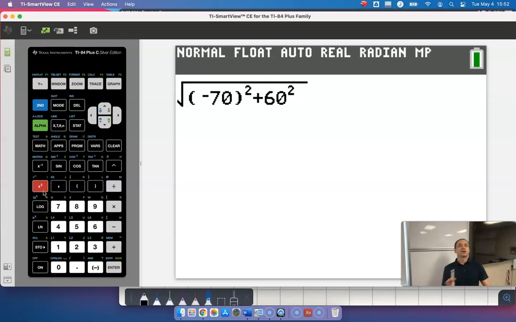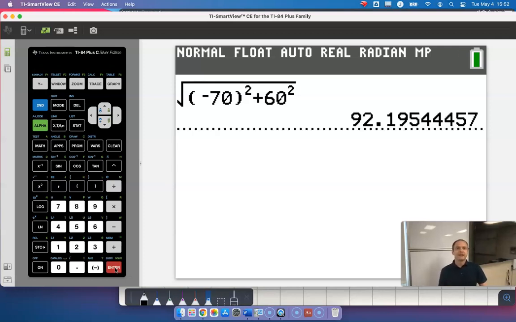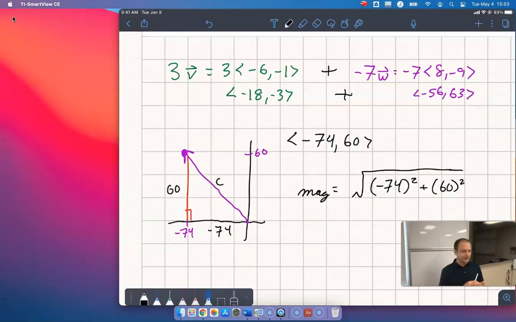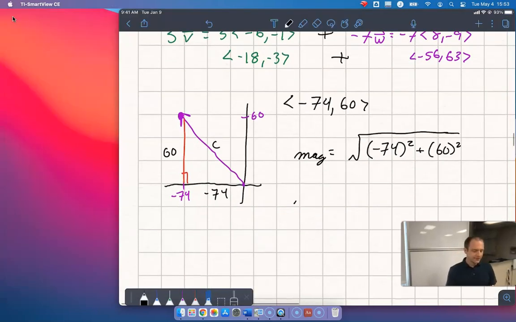It's something so basic, but it's something to keep in mind. That's why you need to learn how to write it properly, so that you can learn how to type it in properly. If I do that, I get about 92.2, and that is my magnitude. My magnitude is approximately 92.2. All right, so that's part A.